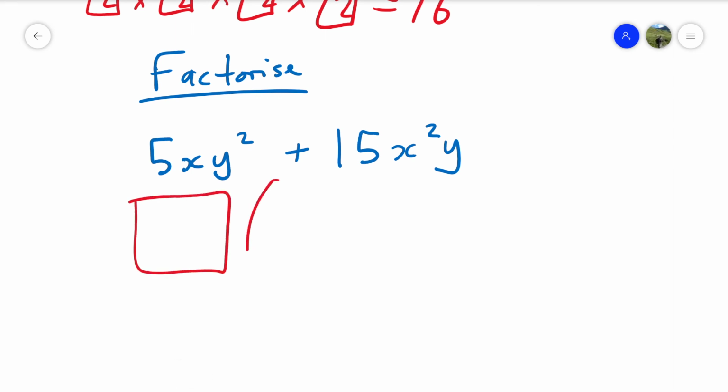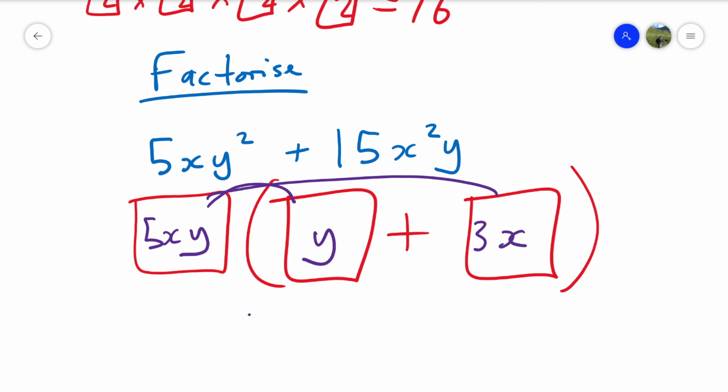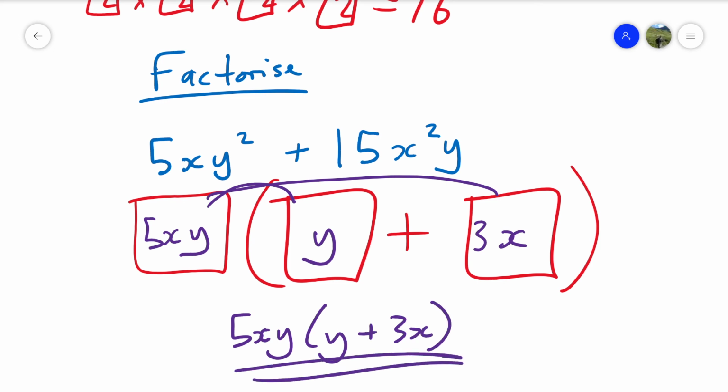It's going to have to be something on the outside. There'll be a plus sign and there'll be things on the inside. What goes on the outside is anything that they've got in common. They've got a 5 in common, they've both got an x, they've both got a y. So I now need to make sure that when they multiply out they work. Here there's a y needed to make it 5xy squared. Here we need a 3 because 3 times 5 is 15. We'd need an x. There you go. I'll just write it out neatly. 5xy, y plus 3x. That's your answer. Remember, it's the reverse of expanding. See you in the next lesson.